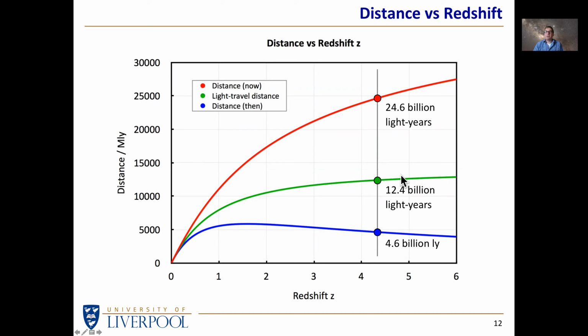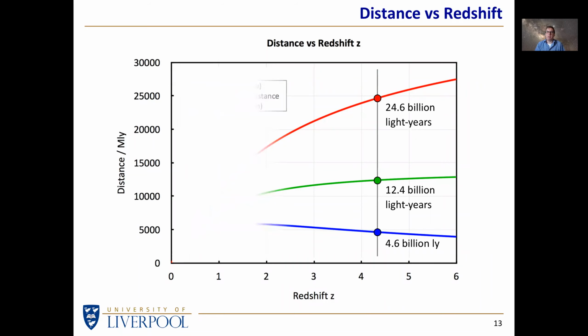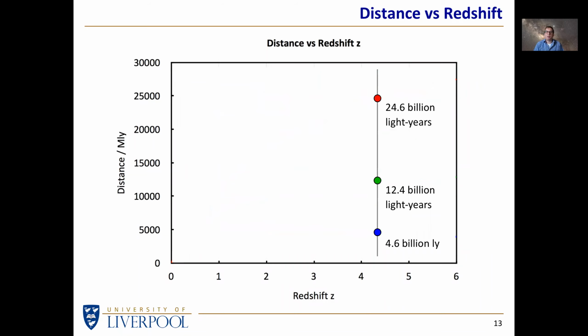The light has been traveling for 12.4 billion years, and it's traveled a distance of 12.4 billion light years. And the object is now 24.6 billion light years distant. So let's just remind ourselves in words what those three numbers mean. Let's just get rid of the curves and concentrate on the quasar.